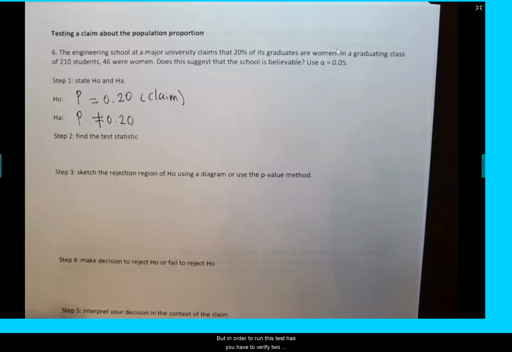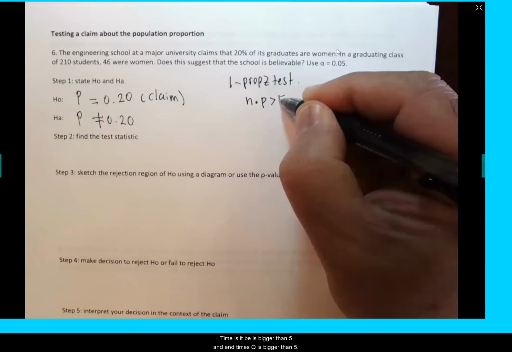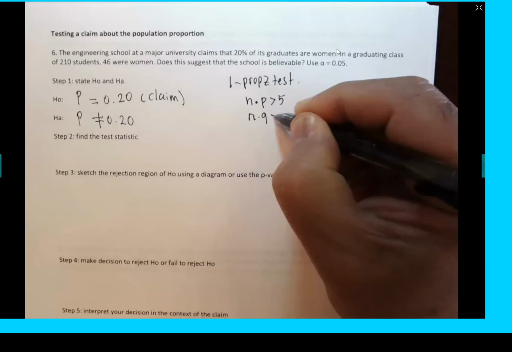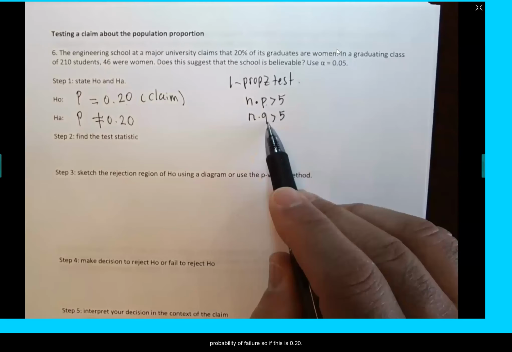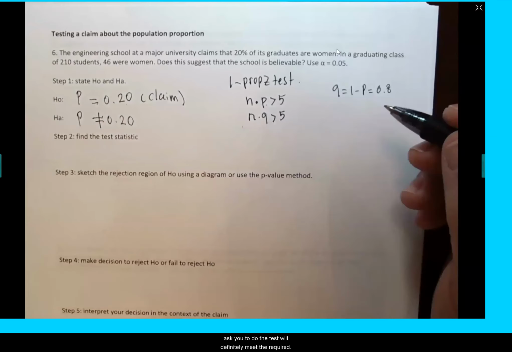But in order to run this test, guys, you have to verify two things. You have to verify that n times p is bigger than 5 and n times q is bigger than 5. p is the probability that's given to you here, and q is the probability of failure. So if this is 0.20, then q is 1 minus p, which is 0.8. So this is a requirement in order to run the test. Let me check if we meet the requirement. Usually when I ask you to do the test, we'll definitely meet the requirement. So what's n here? n is 210.